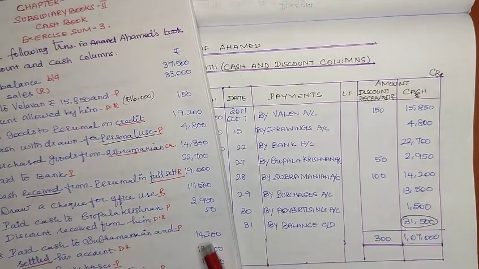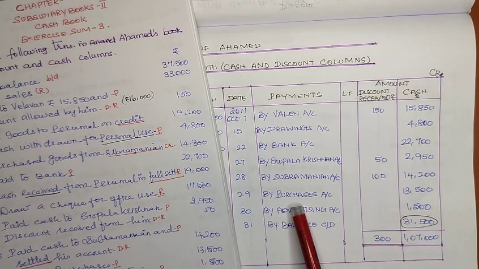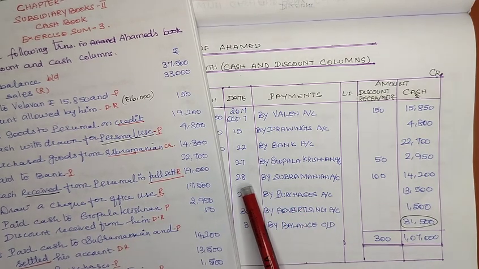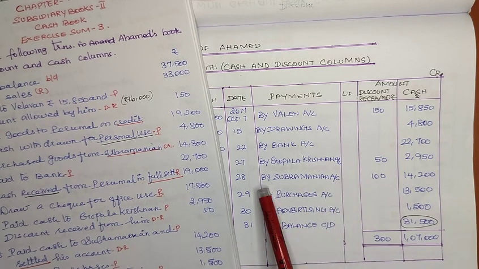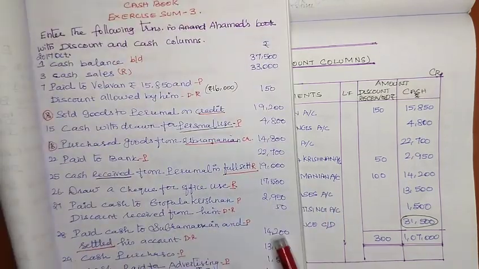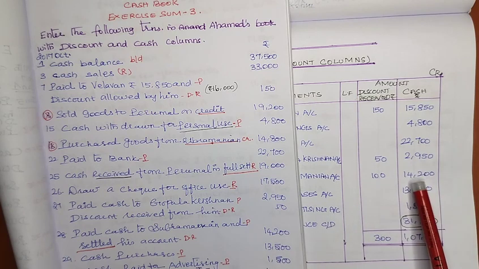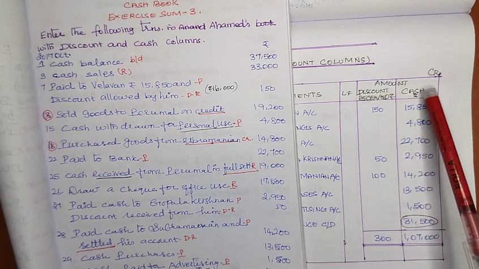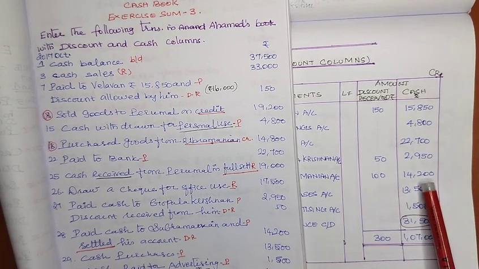How much rupees? 14,200. So you go to the payment column, dated on 28, by Subramanian. To whom did you make payment? To Subramanian. Always start with "By" on the credit side. Okay, by Subramanian account. How much rupees did you pay to Subramanian? 14,200 rupees. You have to enter that amount into the cash column on the credit side.